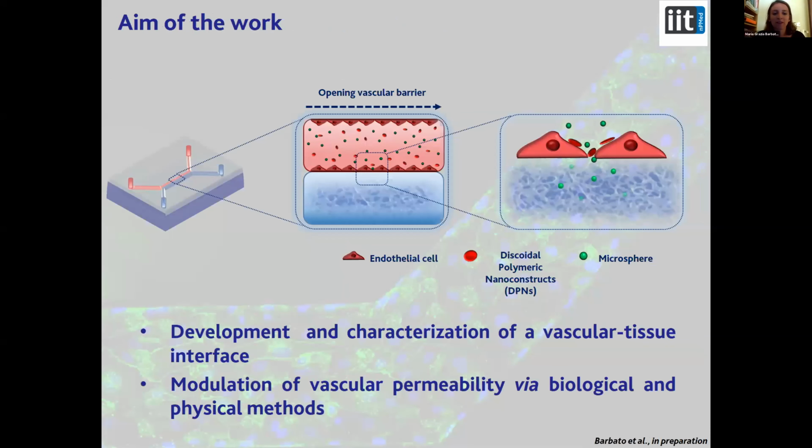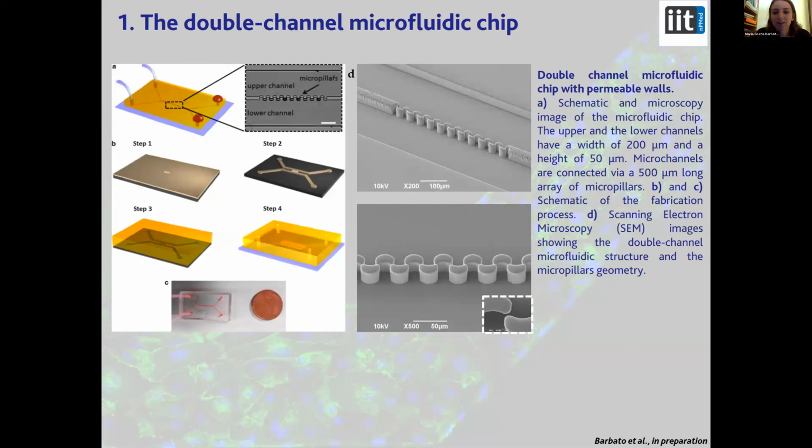So the aim of this work is to develop a vascular tissue interface using a double channel microfluidic chip. In particular, in one channel we cultured endothelial cells. In the other channel, we developed a 3D matrix to support endothelial cells. And we tested the vascular permeability of endothelial cells against different nanosystems. We also tried to modulate the vascular permeability using a biological and also physical method, like, for example, mannitol and Lexiscan.